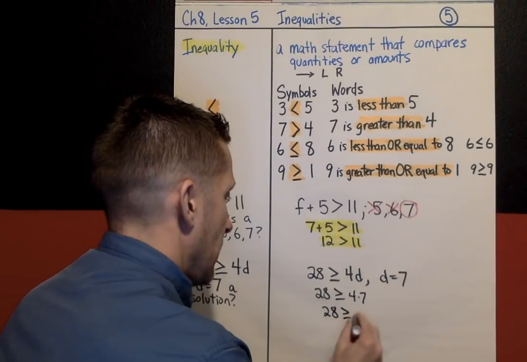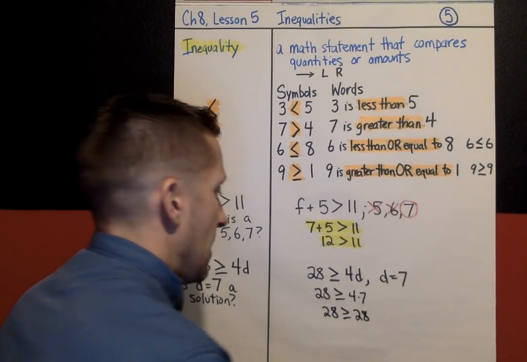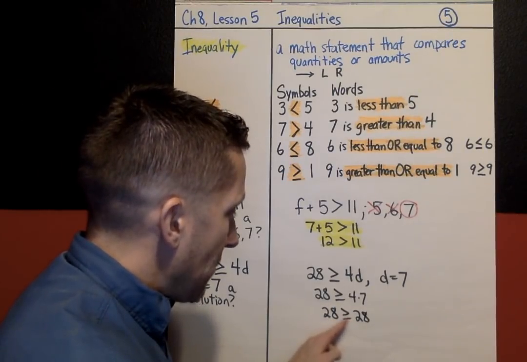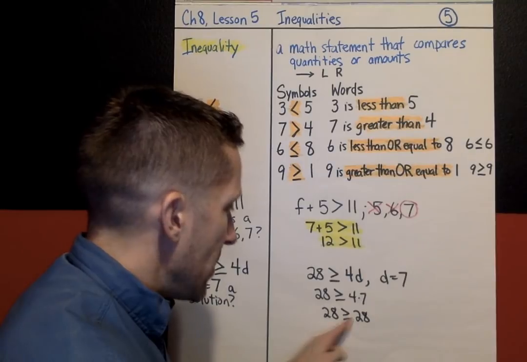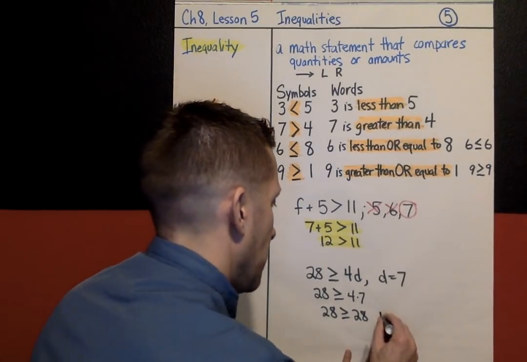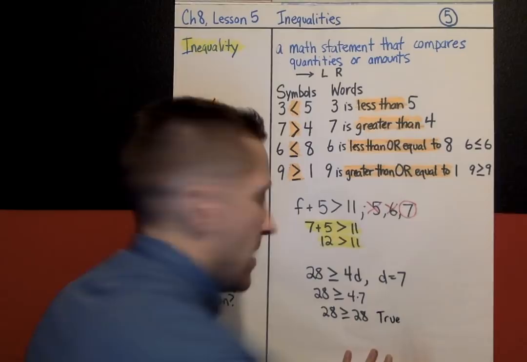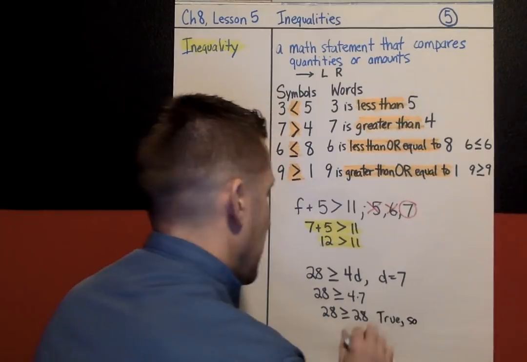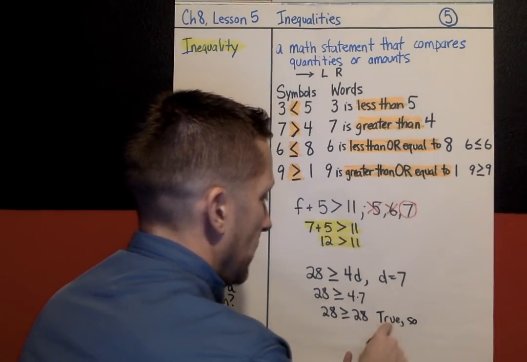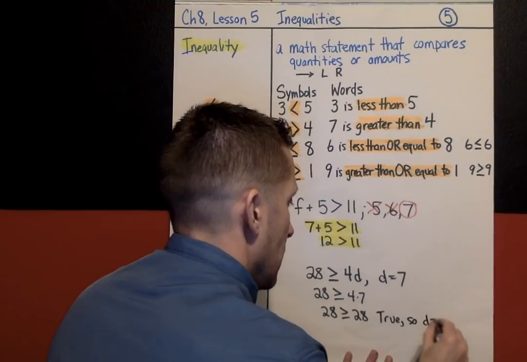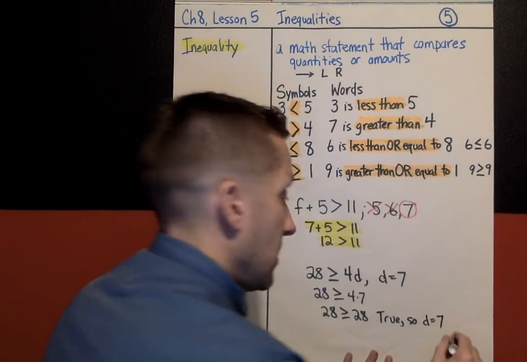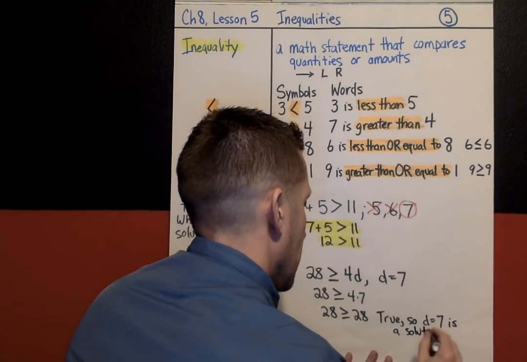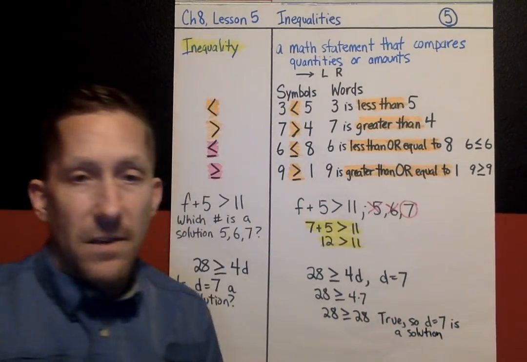28 is greater than or equal to 28. Is this a true statement? It is true because of that part. 28 is greater than or equal to 28. So I'm going to write true. And because it's true, I'm going to say 28 is greater than or equal to 28, true. So D equal to 7 is a solution. I just showed it right there.